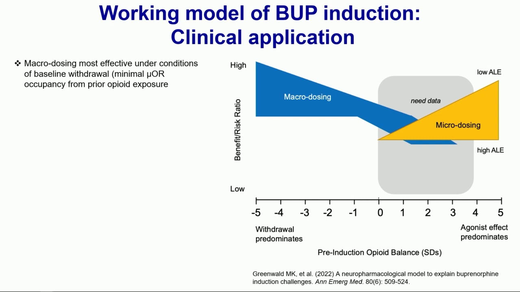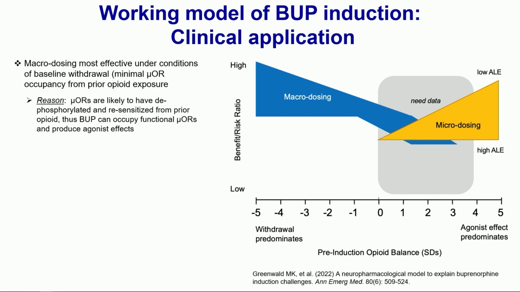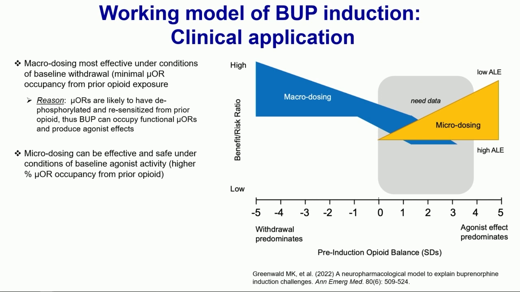As you near neutral territory where there's an even balance between agonist and withdrawal symptoms, you start to get into riskier territory, and that's because the reason why macrodosing works is because mu receptors are likely to have undergone these restorative processes, so buprenorphine can occupy and fully stimulate these receptors. So microdosing, shown in the gold triangle, can be effective and safe under conditions of baseline agonist activity.